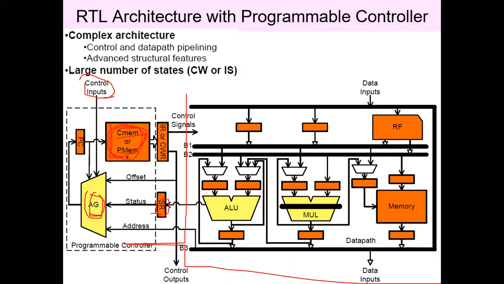Programmable controller means here we have a program memory and the program for this particular controller will be stored in this program memory. Okay, the basic function of the address generator is to generate the address of the next instruction to be executed, and that will be stored in a program counter. Here we have a program counter. So the address generator will generate the address of the next instruction based on the status signals as well as the control inputs, and that will be stored in the program counter.